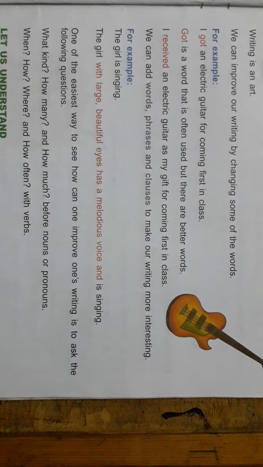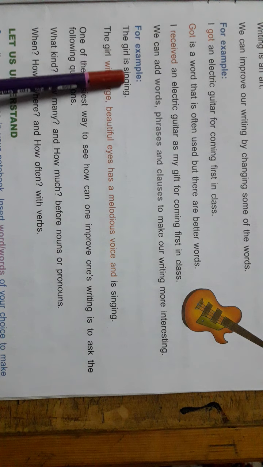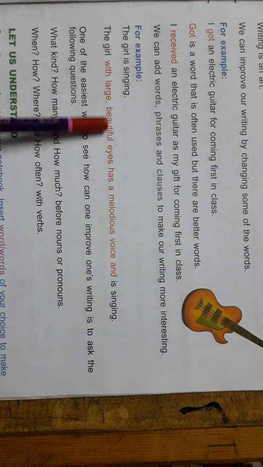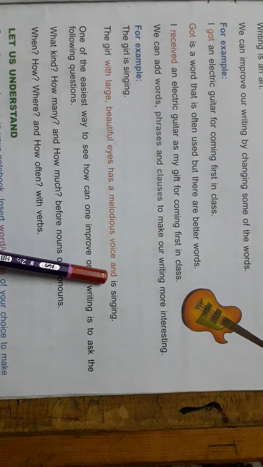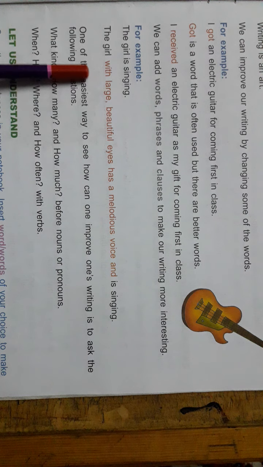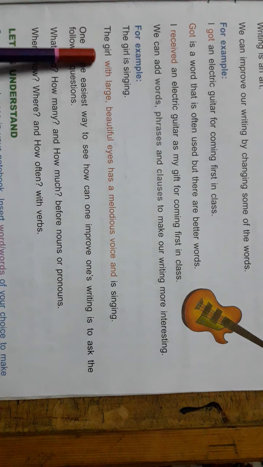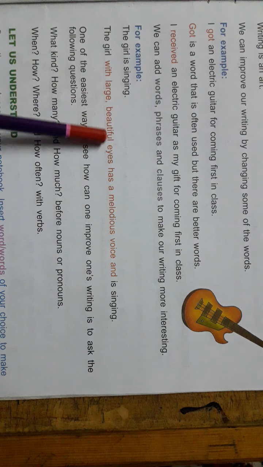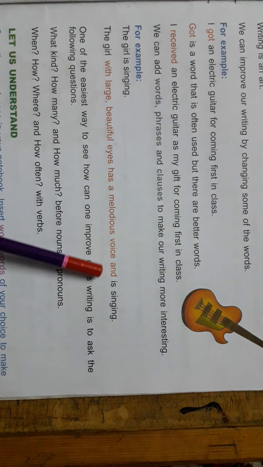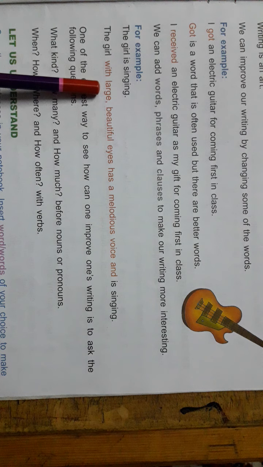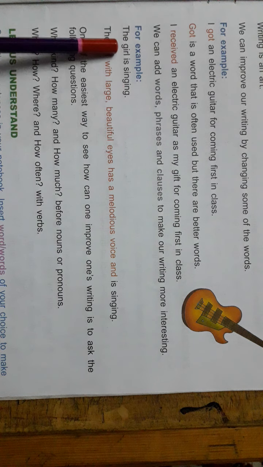Then we have another example. The girl is singing. This is a simple sentence. But here he has inserted all these adjectives, so the sentence has become much better. By adding describing words: the girl with large beautiful eyes has a melodious voice and is singing. In this way it has become a much better sentence than this simple sentence.